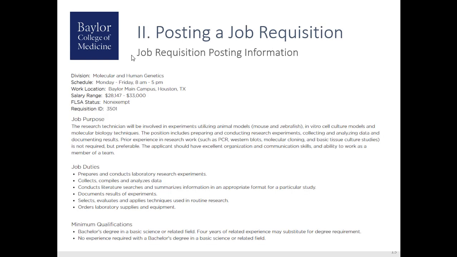This is just a sample of solid job posting information. So a little bit about the job purpose, the job duties, and the minimum qualifications. You can see that the salary range is on there. So that's just what a standard job posting looks like in SuccessFactors.